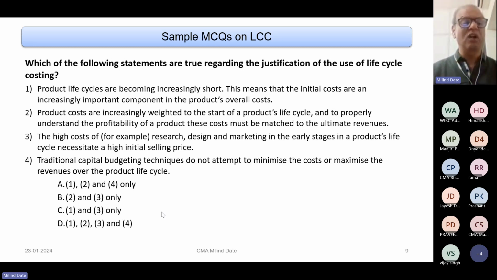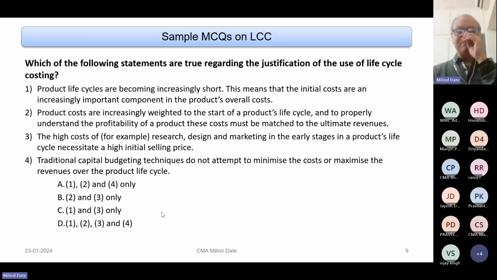Statements 1, 2, and 4 are correct. Statement 3 is not correct because life cycle costing is not just about setting selling prices, and it's not mandatory that you need to keep your prices always high. It doesn't necessitate, as I said. So if you think in terms of using penetration pricing, well, you could be making losses in the initial period. So yeah, option A, that statements 1, 2, and 4 are correct, is the correct option to choose.